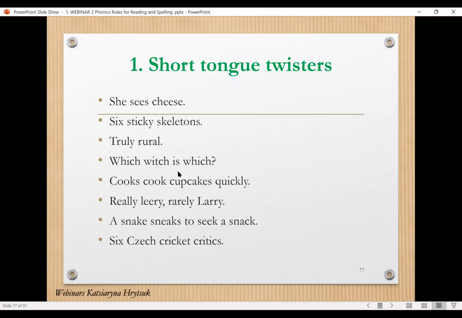Which witch is which? Which witch is which? Almost. Okay, bravo. Very good. Thank you so much. Red lorry, yellow lorry. One more.